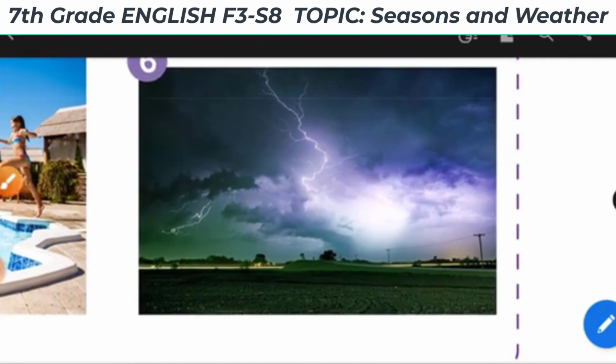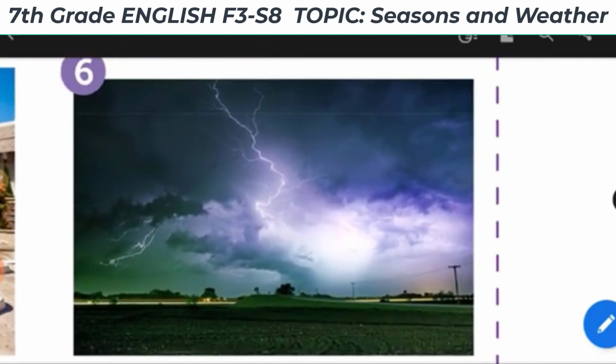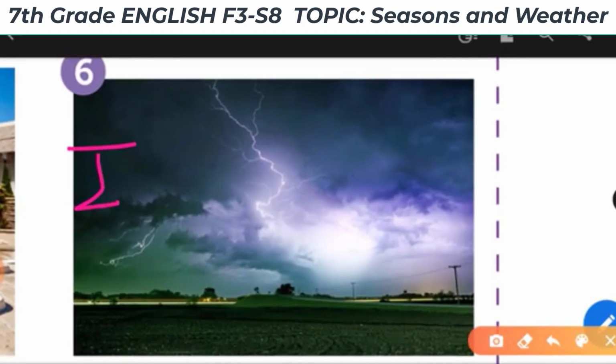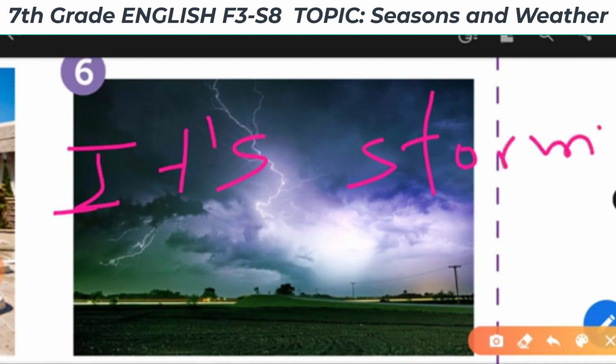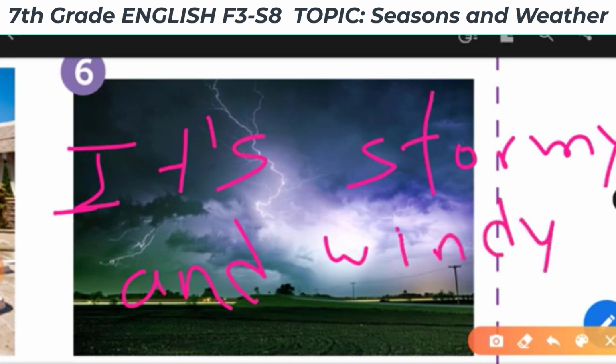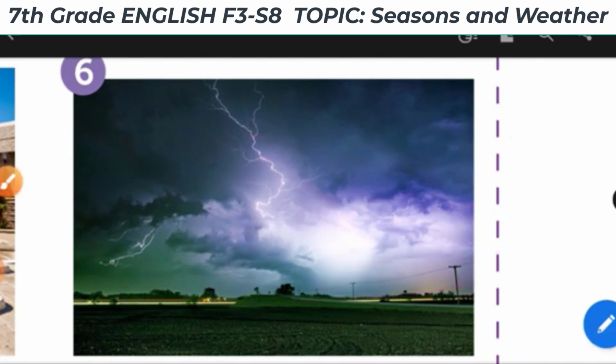Another example. What's the weather like here? You start with it's. It's stormy and windy. Okay? Stormy and windy. Remember, windy means there is a lot of wind. Hay mucho viento. It's windy. Okay? Está ventoso, dice in Spanish. So it's stormy and windy, okay?